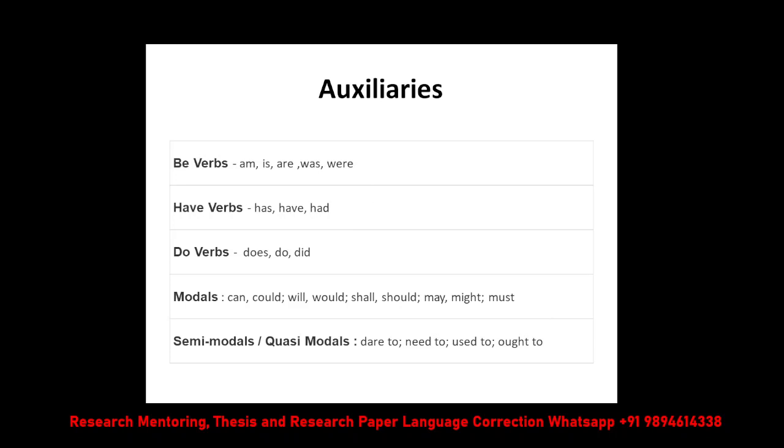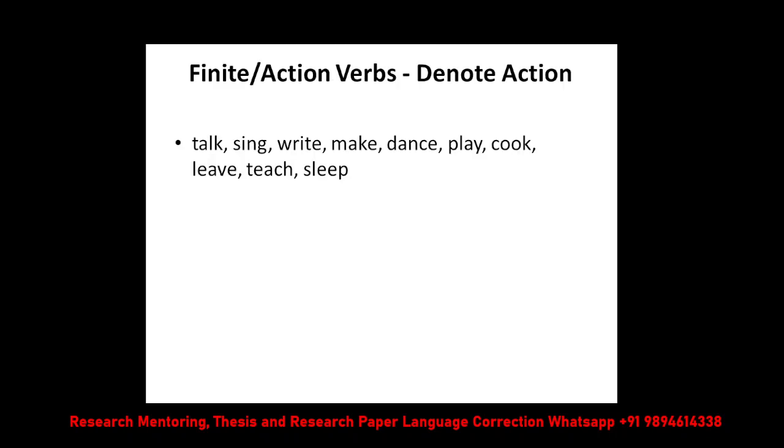Main verb means it will come independently. Auxiliary means along with this particular verb, some other main verb will come. You will come to know all these things when I show you the examples. Action verbs are very simple, they denote an action. I speak, you listen. I speak means it's an action. You listen, it's an action. I teach, it's an action. You learn, it's an action. It simply denotes an action. That's what I have given as examples: talk, sing, write, make, dance, play, cook, leave, teach, anything.